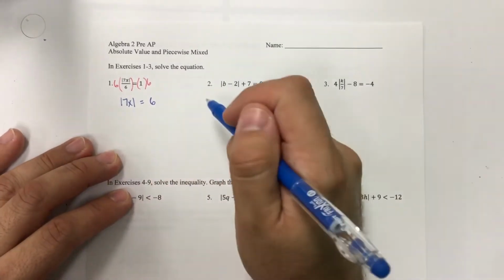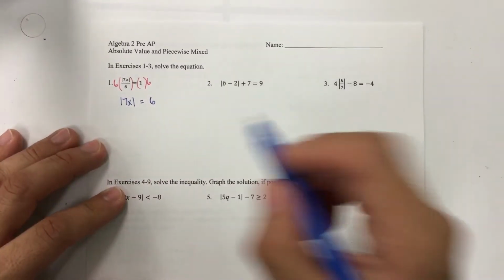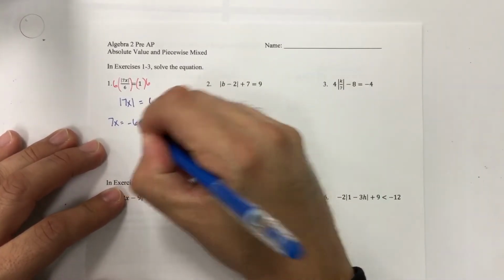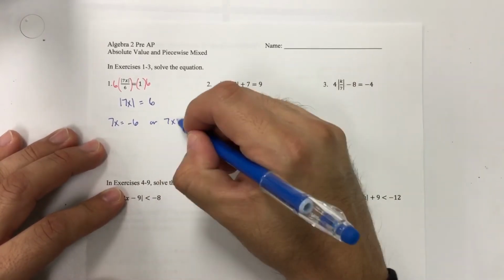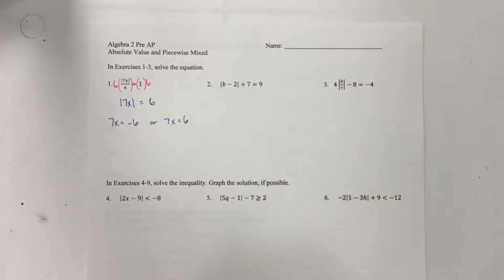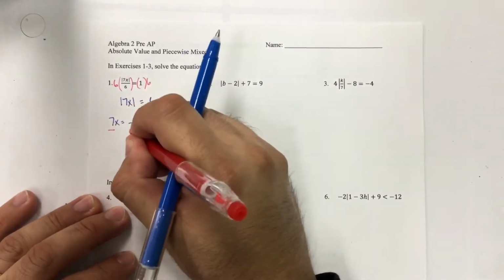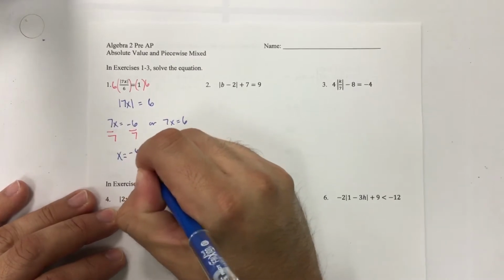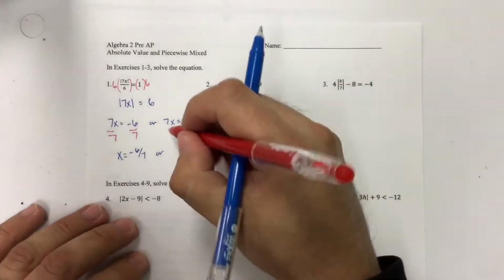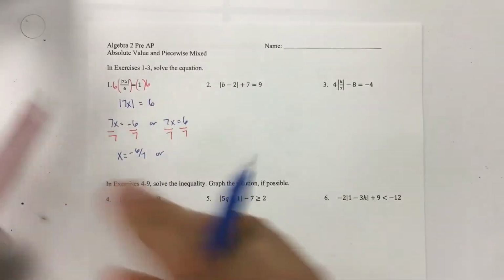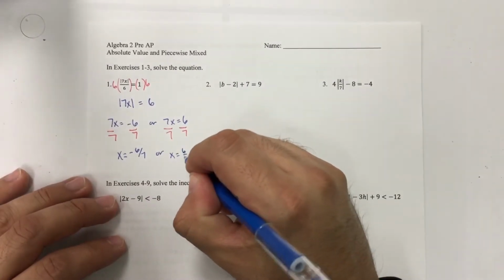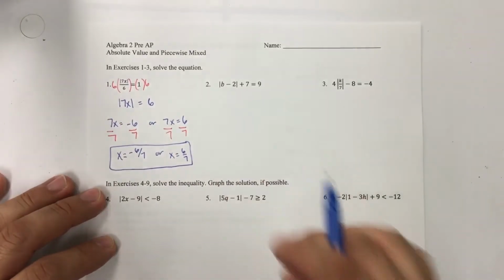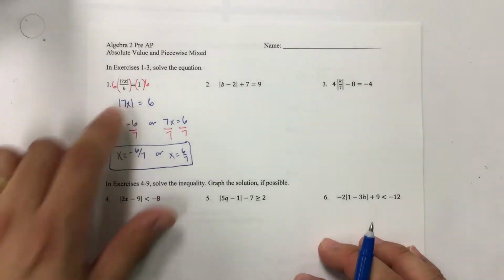So we're going to first drop the absolute bars and set the expression 7x equal to the negative constant, which would be negative 6, or 7x equals positive 6. And from here we work it out. So we're going to divide both sides by 7, and x equals negative 6 over 7, or divide by 7, and x is equal to 6 over 7. And you can definitely plug those back in to make sure they do work, but since it equals a constant, I know it's going to be fine.